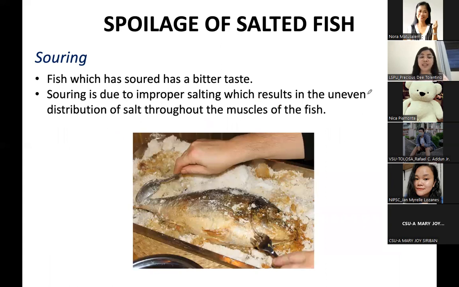Okay? And next, we have the souring. Fish which has soured has a bitter taste. Ito naman tandaan nyo, pag nalabas itong term na bitter taste, that is already souring. For salted fish ha, it is caused by improper salting, which results in the uneven distribution of salt throughout the muscles of the fish. So for example, dito sa ulo, maraming salt. Doon naman sa gitna ng katawan, wala na masyado. It leads to souring. So those are the spoilage of salted fishes.